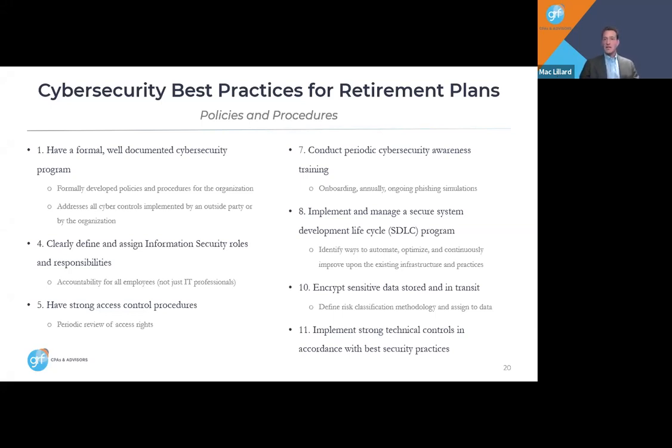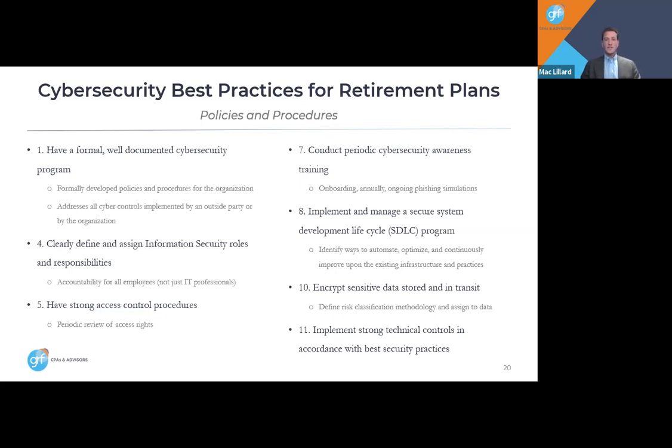Moving into number 8, implement and manage a secure system development lifecycle. So this is consistent with really all business practices. You always want to find a way to improve. You always want to find a way to build upon your system, find ways to take advantage of additional functionality, optimize, integrate, and just ensure that you're incorporating all best practices that the organization can.